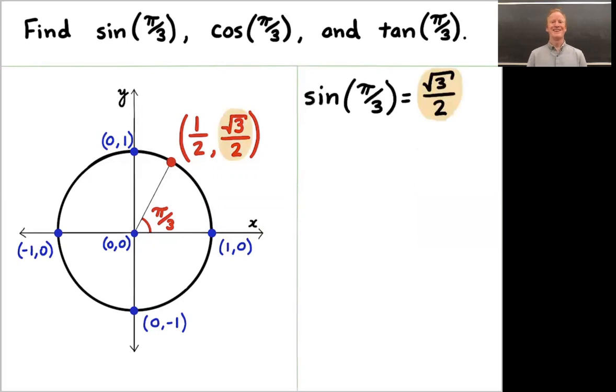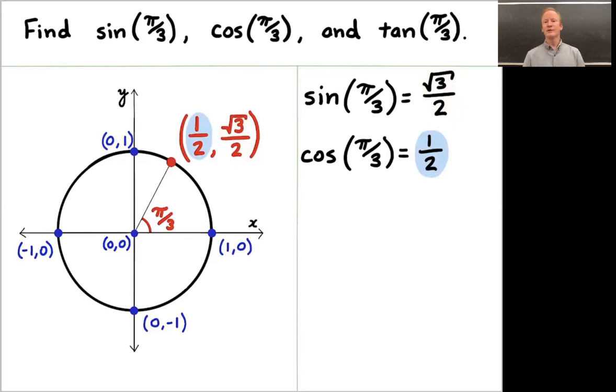Welcome back. Sine of pi over 3. Well, looking in the picture on the bottom left, we have an angle of pi over 3. So it's that red point on the unit circle that we're looking at. Its y-coordinate is the square root of 3 divided by 2. And that's what sine of pi over 3 is. It's the y-coordinate of that point. So the answer is simply square root of 3 divided by 2. Cosine of pi over 3 is the x-coordinate of that point. So it's just a half.